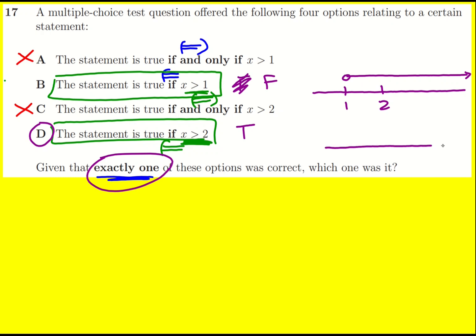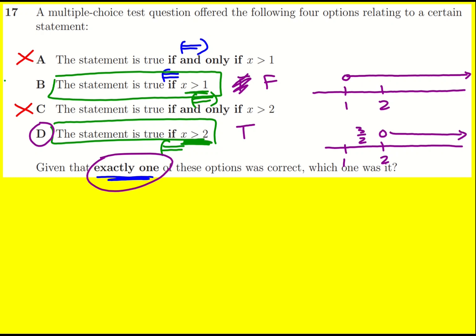Just take a look at a number line based on this assumption. So now we are saying that the statement is true if x is greater than 2, so for all of these values. But then if we picked, say, 3 over 2, then the statement would be false, which means that B would be false because B says the statement is true if x is greater than 1, and we've just picked a value of x where that doesn't work because we're saying the statement is only true for x greater than 2.